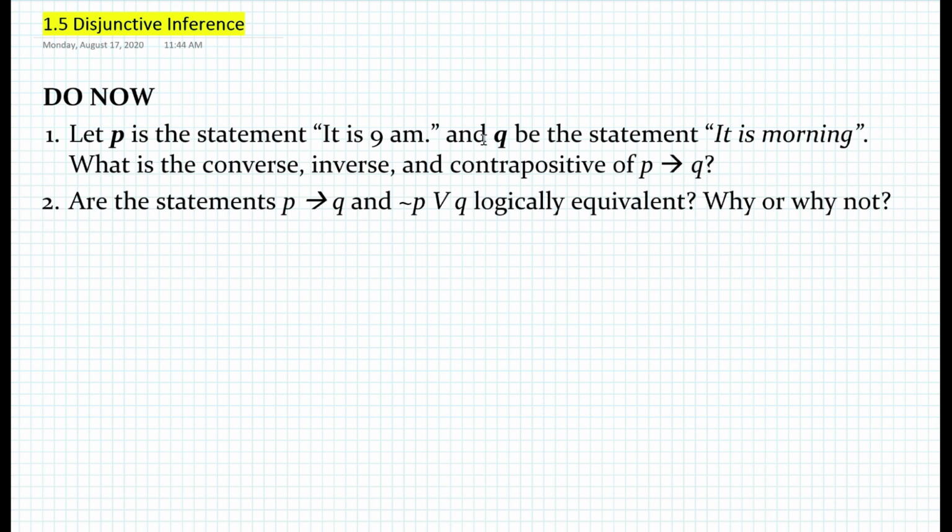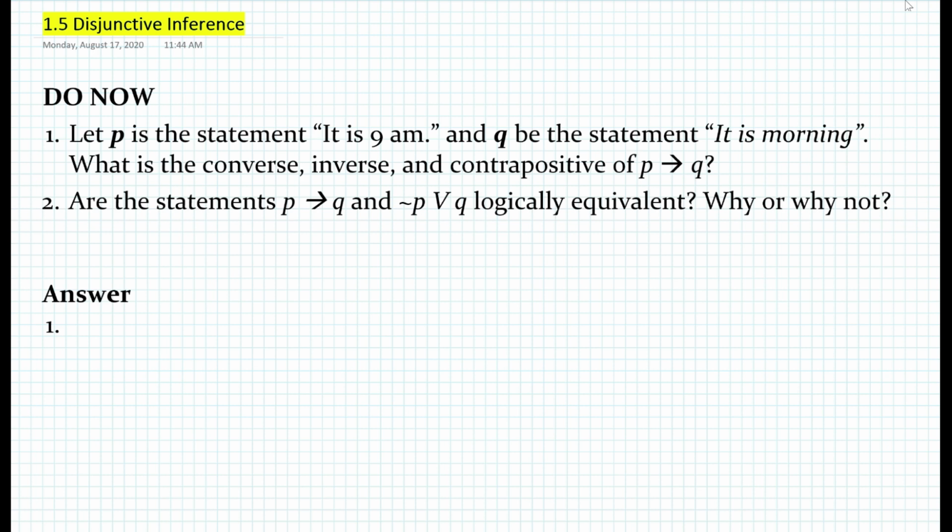For number one, let P be the statement it is 9 a.m. and Q the statement it is morning. What is the converse, inverse, and contrapositive of if P then Q? And secondly, are the statements if P then Q and not P or Q logically equivalent? Why or why not? So for number one, let's first write the conditional statement if P then Q.